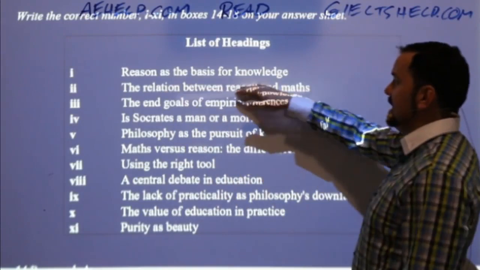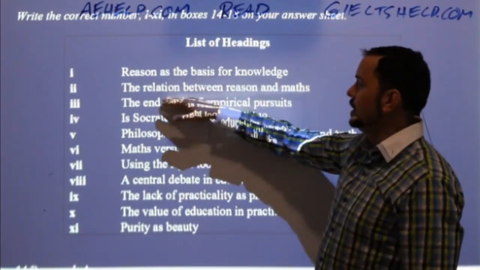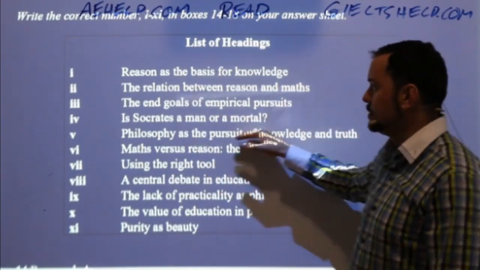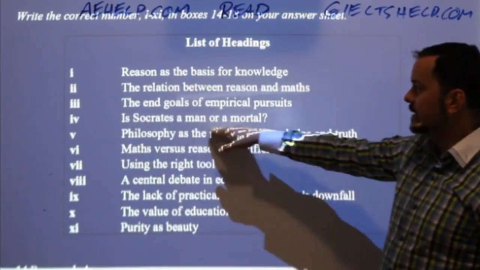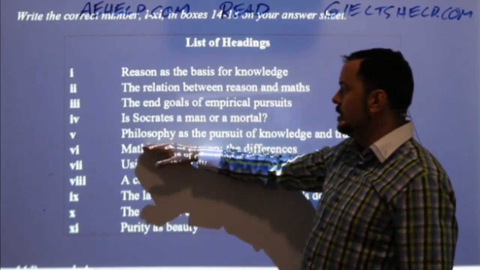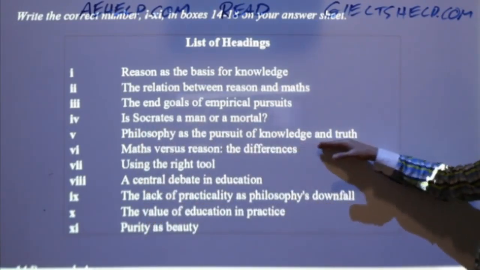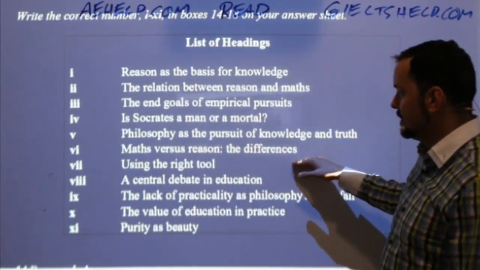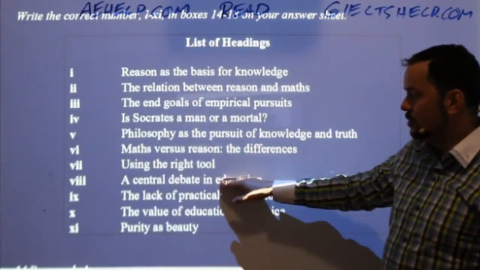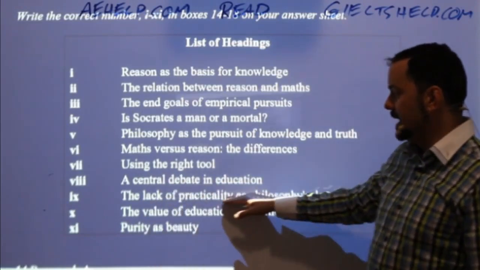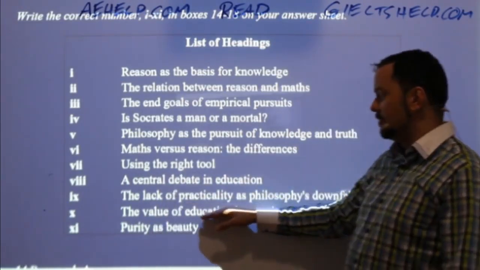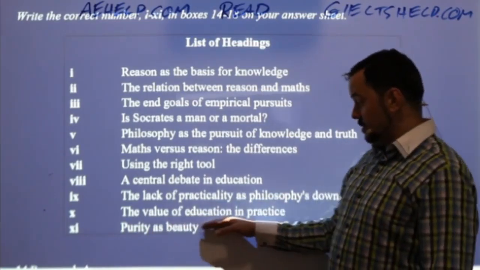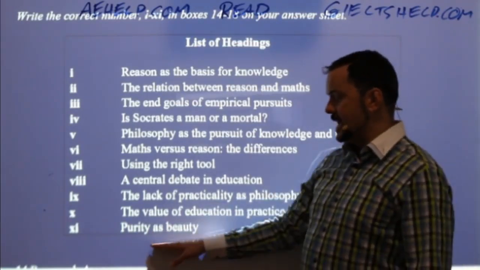Reasons as the basis for knowledge. The relation between reasons and math. The end goals of empirical pursuits. Is Socrates a man or a mortal? Philosophy as the pursuit of knowledge and truth. Math versus reason, the differences. Using the right tool. A central debate in education. The lack of practicality as philosophy's downfall. The value of education and practice. Purity as beauty.